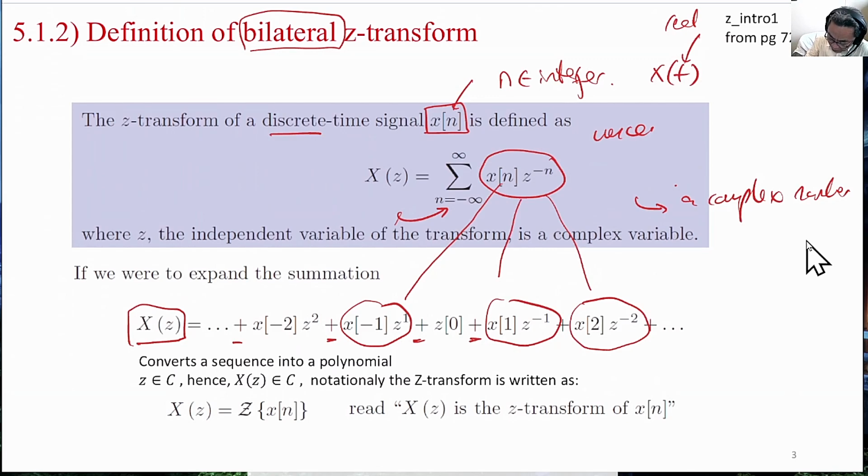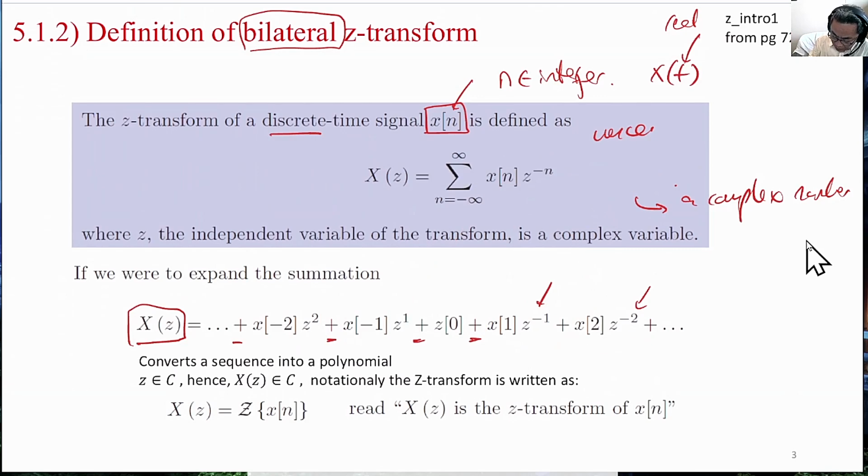And not only that, we are multiplying with z. We are creating a polynomial out of it. So a Z transform is nothing but taking a sequence of numbers and converting it into a series or a polynomial. And of course, it is infinite if the sequence is infinite.